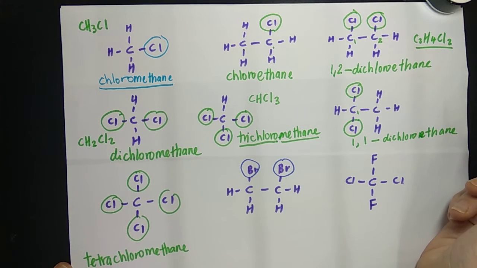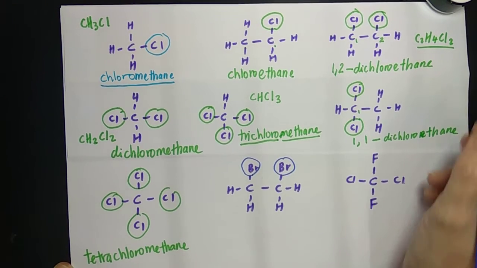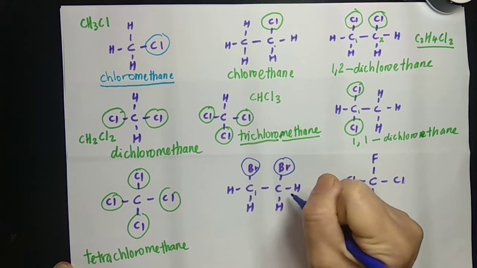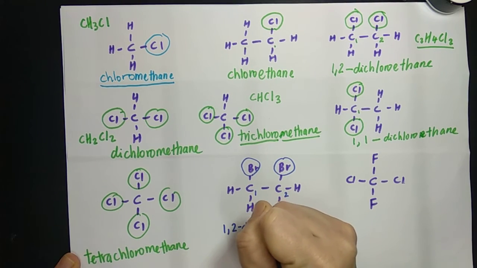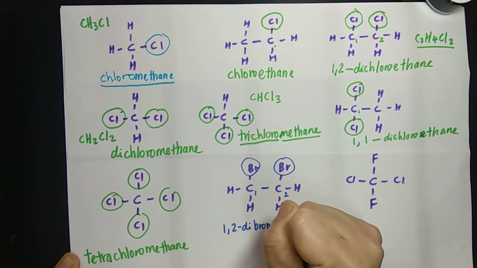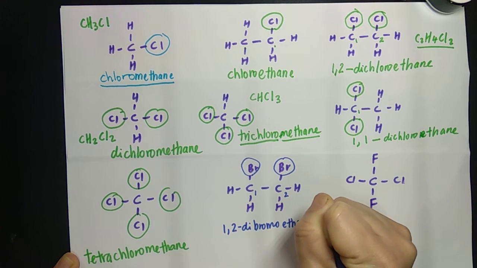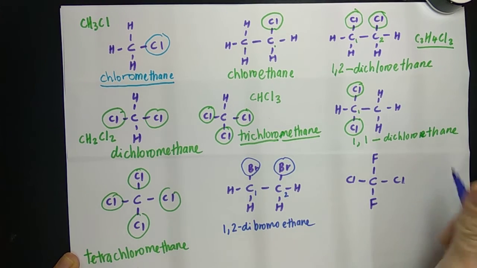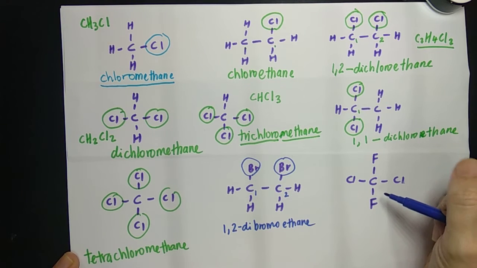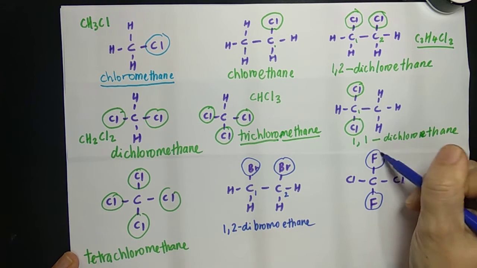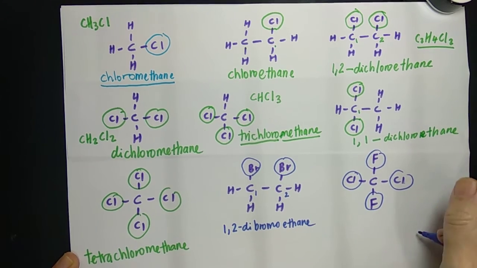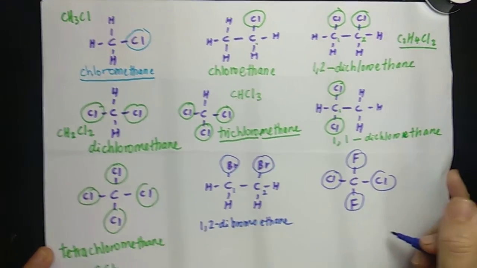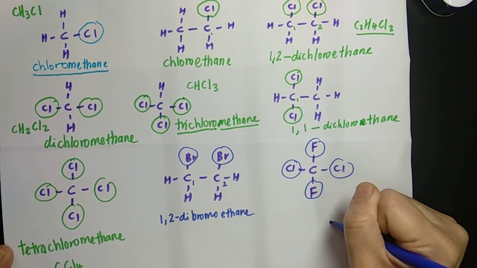Now if it's chlorine, we say chloro, but if it's bromine, we say bromo. Not bro, bromo. If it's iodine, we say iodo. Okay, so same thing, first and second carbon, so it's 1,2-dibromoethane. Now what about this? This has fluorine. Fluorine would be fluoro, and chlorine would be chloro, and it's a methane because it only has one carbon.